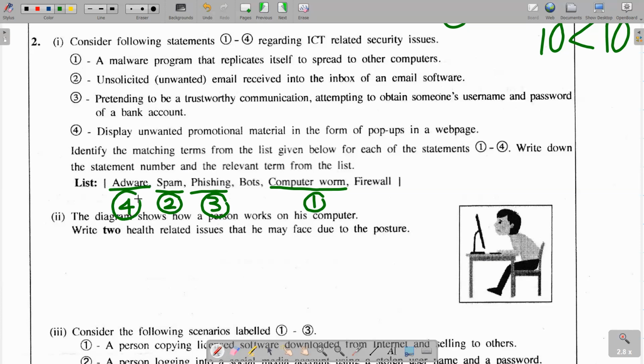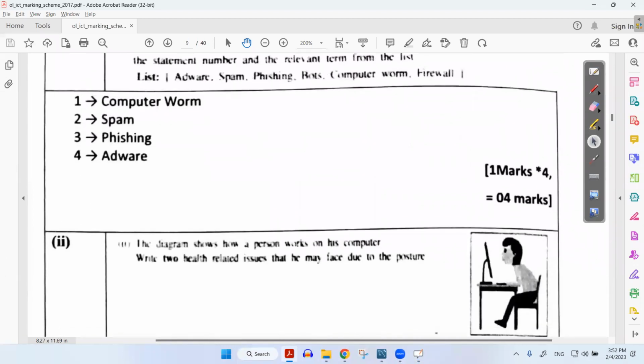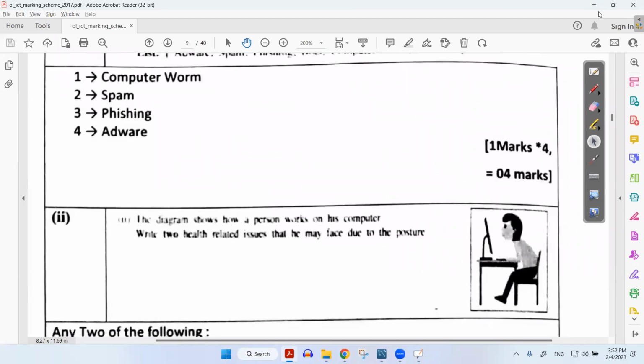That's the way that these things are going to be. So these are the marks that you can take. First one, computer worm. Second one, spam. Third one, phishing. Fourth one, adware. So 4 marks. You got all 4 correct.